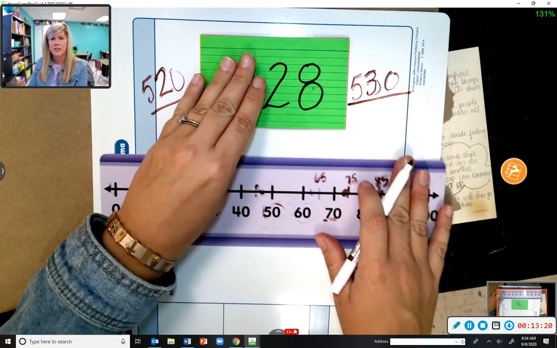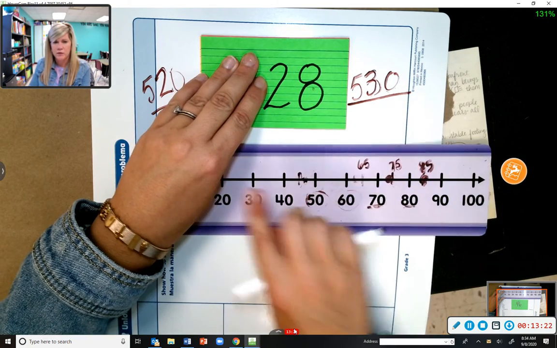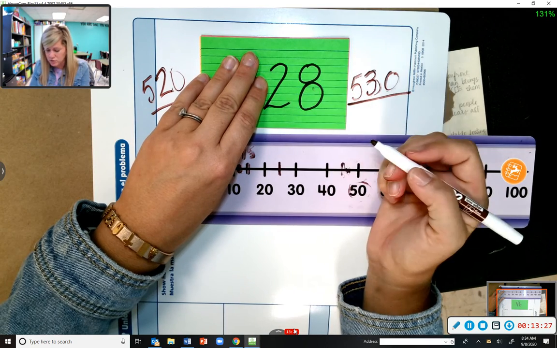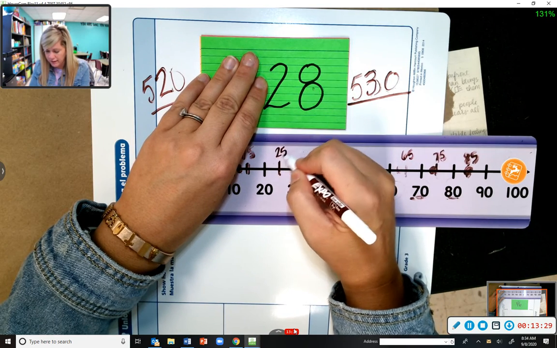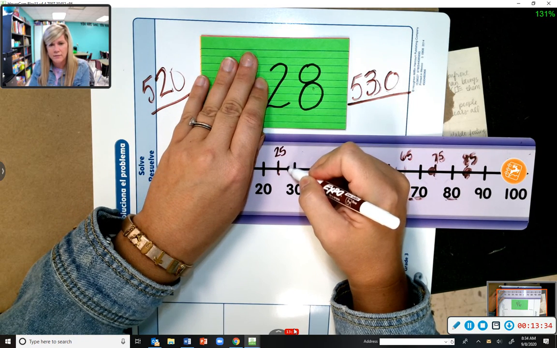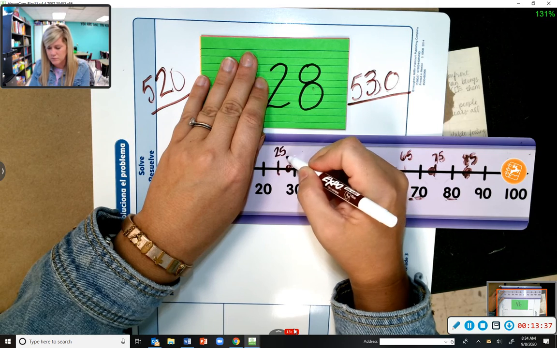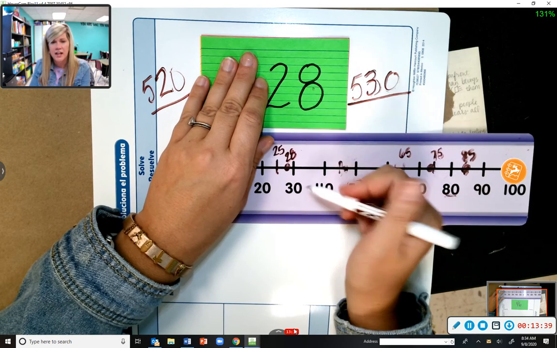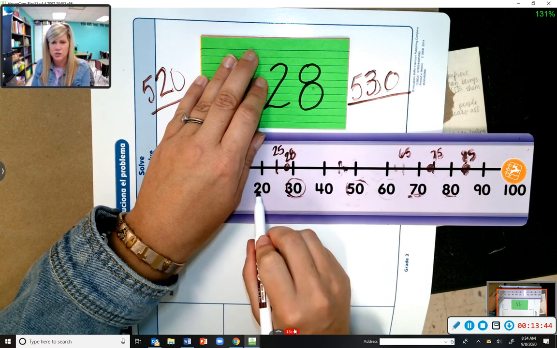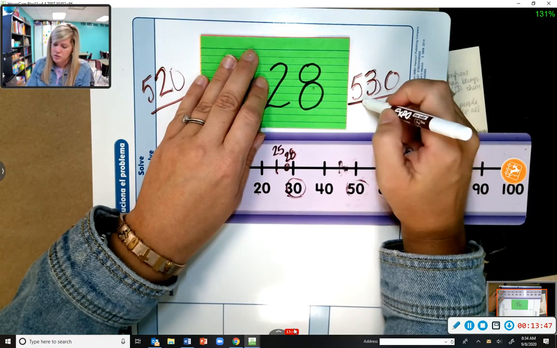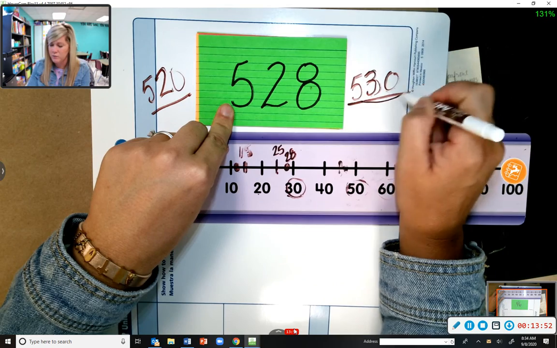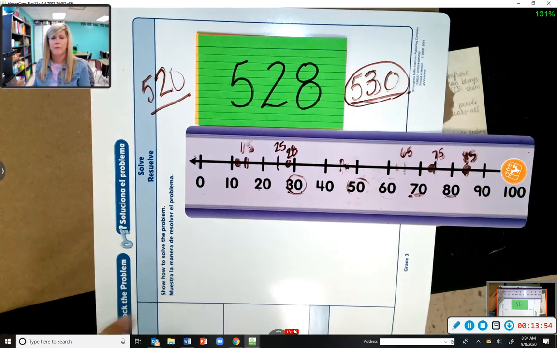Okay? Now let's put 28 on our number line. We know it's going to be between 20 and 30. Now we need to figure out which one it's closer to. If this is 25, then I need to make sure I put 28 over here to the right. Okay, now I can see that 28 is much closer to 30 than it is to 20. So in this case, 528 rounded to the nearest 10 would be 530.